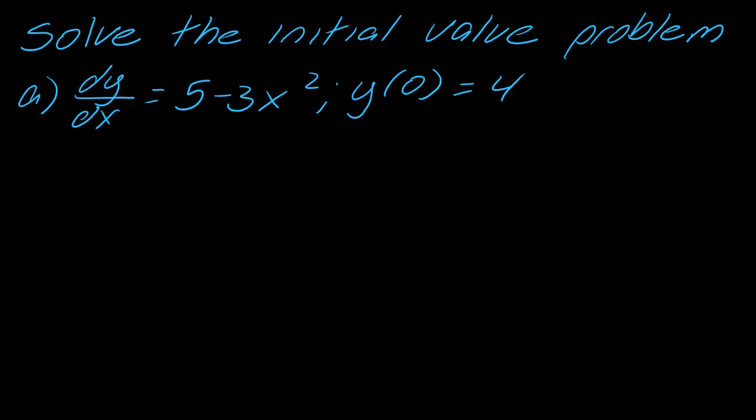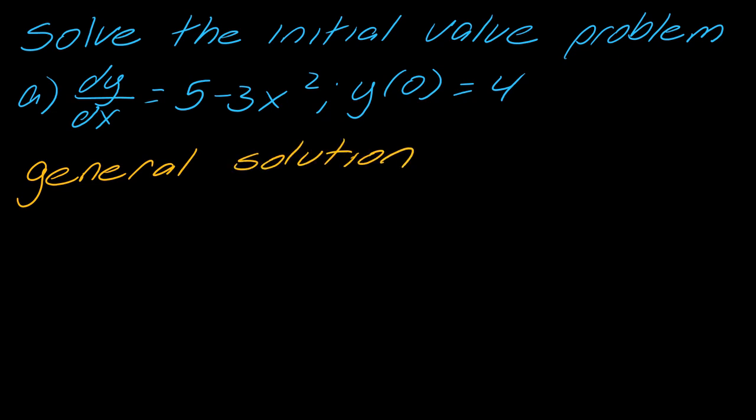So let's take a look at this initial value problem. I've got dy/dx equals 5 minus 3x squared, and then I've got this initial condition or initial value. There's always two parts to this. The first part is you have to find the general solution. And that's really found by just finding the antiderivative of this part here.